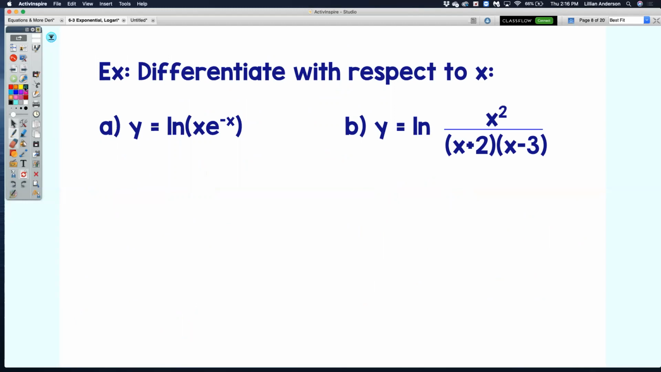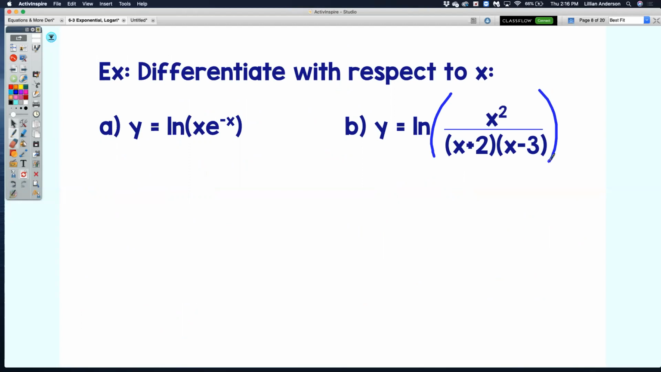Let's take a look at these. A little bit more involved. Okay? Do these ones with you. Differentiate with respect to x is the same thing as saying what? Find the derivative, just in a different way.